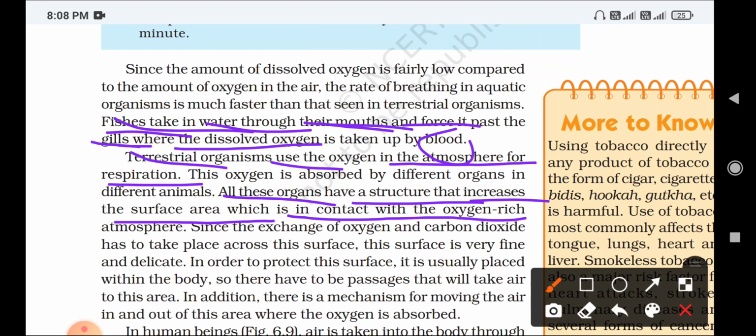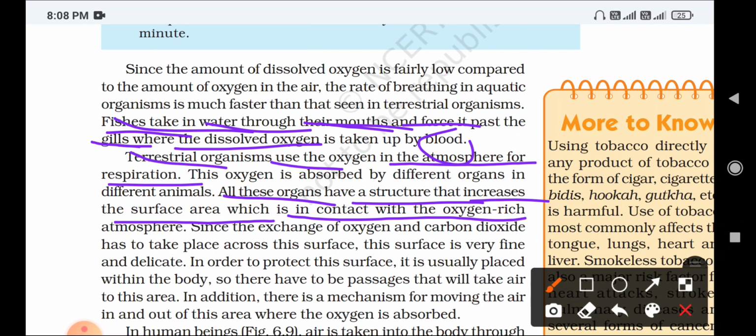Since the exchange of oxygen and carbon dioxide has to take place across the surface, the surface is very fine and delicate. That organ is in contact with the atmosphere for the exchange of oxygen and carbon dioxide, which means the surface is very fine as well as delicate.